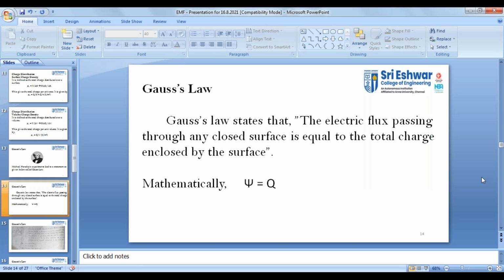What is the statement of Gauss law? The grammatical statement of Gauss law is like this. Gauss law states that the electric flux passing through any closed surface is equal to the total charge enclosed by the surface. The electric flux passing through any closed surface is equal to the total charge enclosed by the surface.